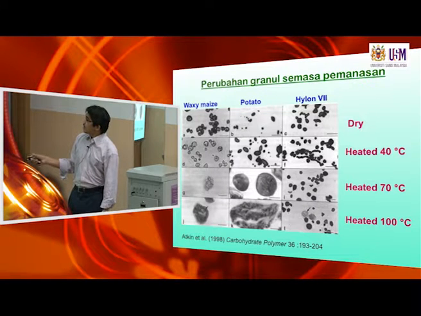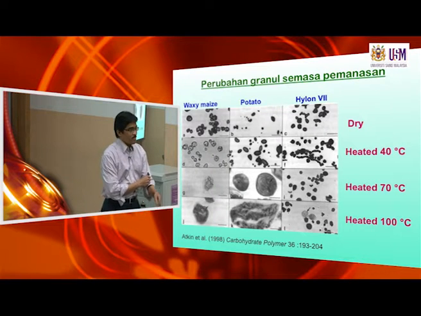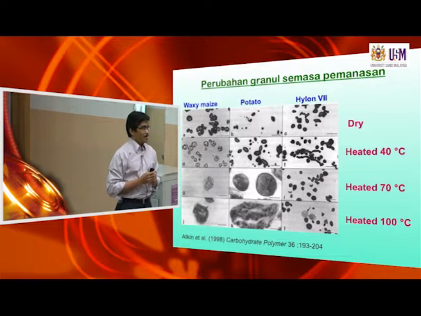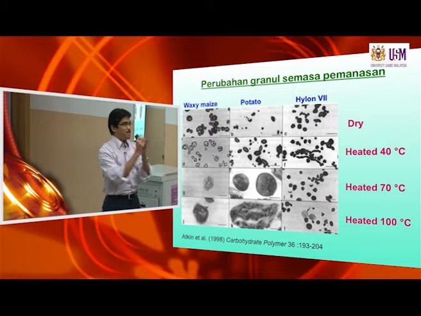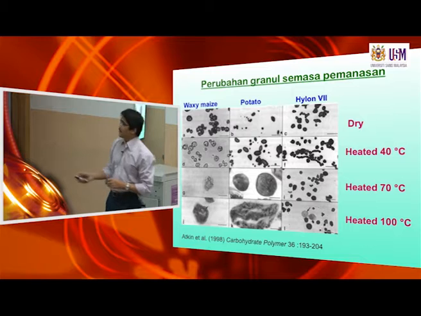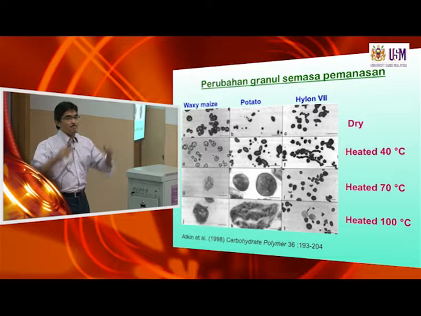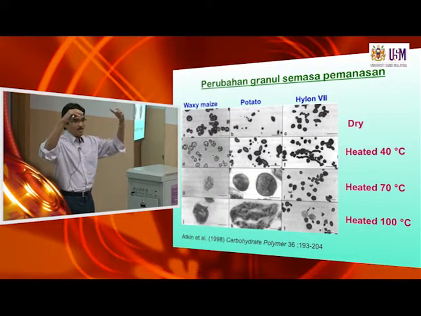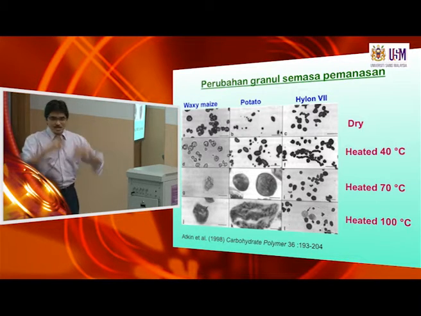Now, we heat to 70. 70 degrees is already past the onset of gelatinization. So you can see waxy maize granule already burst actually. You don't see a proper granular form. And potato at this temperature already probably reached the maximum swelling. Just like a balloon, maximum. You blow a little bit more, but this is maximum.